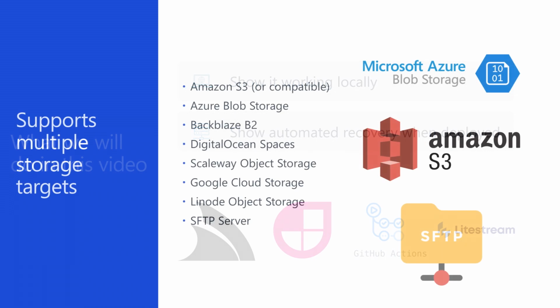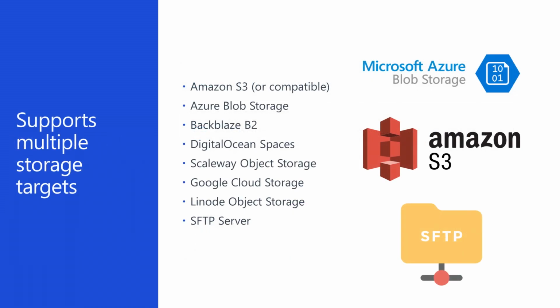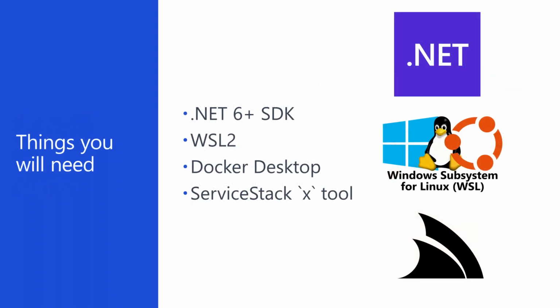Out of the box, Litestream works with a lot of different storage solutions, including AWS S3, Azure Blob Storage, and SFTP. But for this video, we're just going to stick to AWS S3 as our storage target. But we will also need a few things installed locally for testing. This includes the .NET 6 SDK, the Windows Subsystem for Linux running a Debian distribution, or alternatively Docker Desktop for Windows, and the ServiceStack x tool.